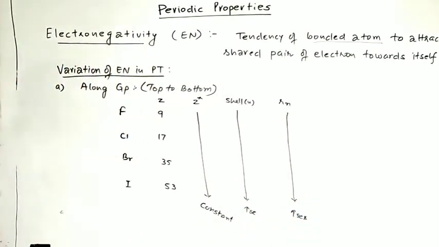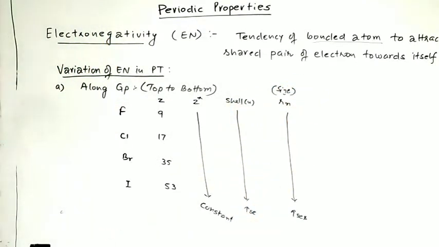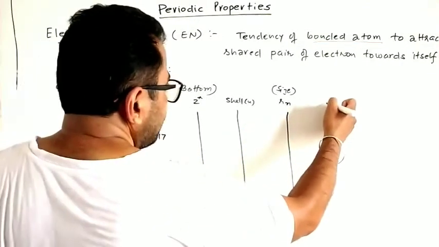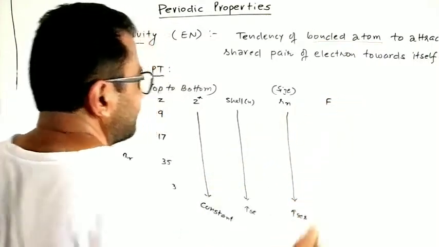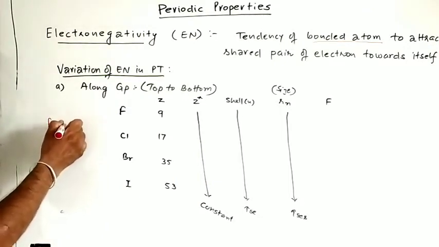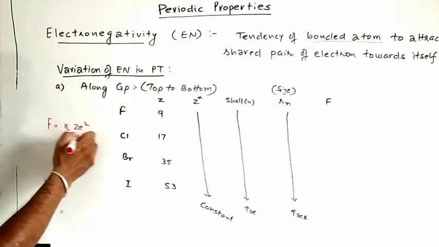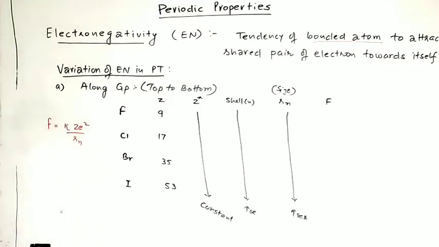Size is increasing. What is Rn? Rn is the size. Iodine is the largest, fluorine is the smallest. Then what is the electronegativity? Force of attraction. Talking about the force of attraction, I will write the formula here: F equals K, the constant, Z E square by R, the radius squared.